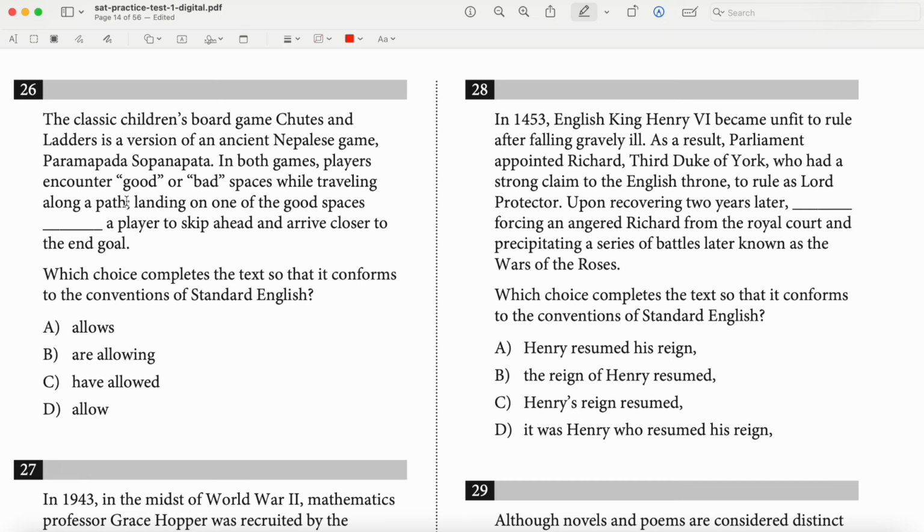Well, that's a question. Let's talk about it. Is landing singular or plural? Is it one thing or is it multiple things? Landing on one of the good spaces. Is that one thing? It's one thing.